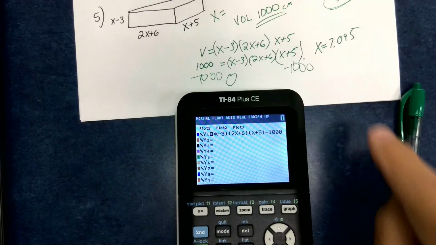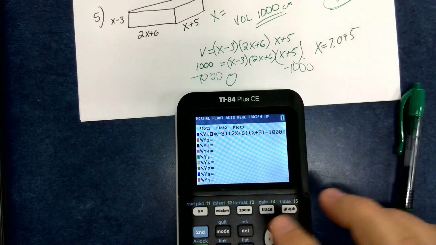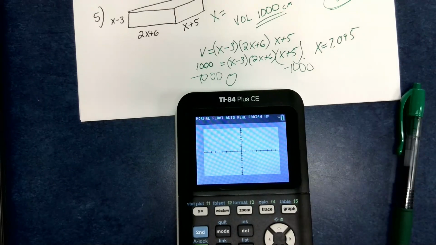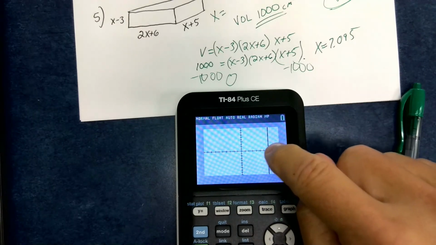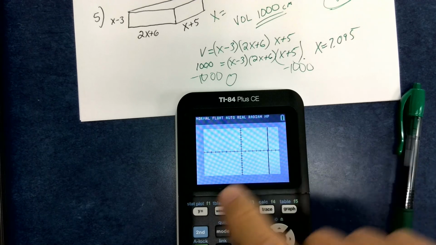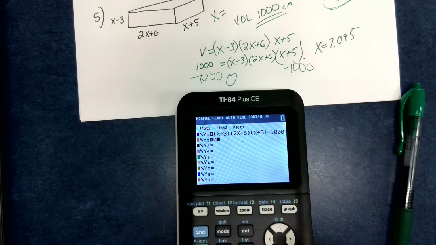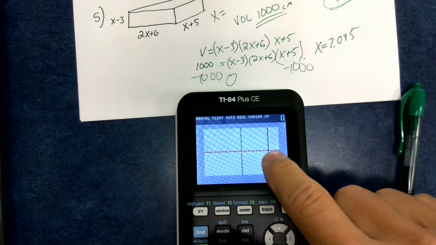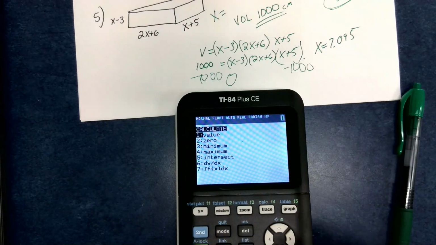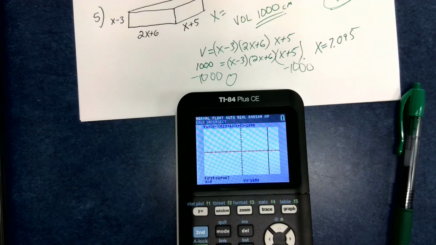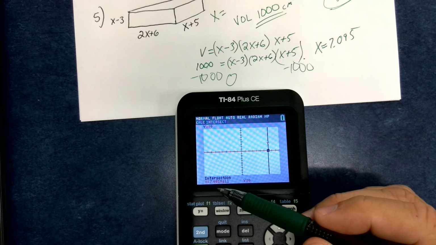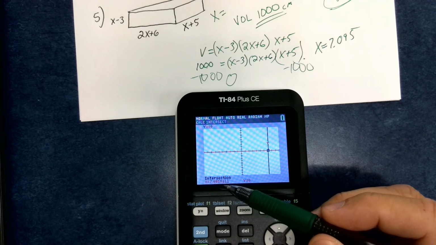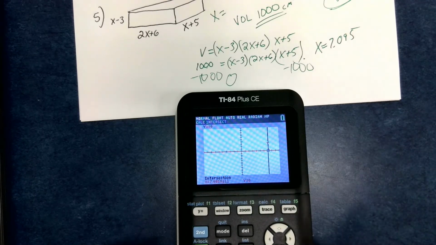So watch. Remember, 7.095 was our answer. So now I'm going to go ahead and do Zoom 6, and you can see that my graph shows up right here. I wanted to know where it equaled 0, so I'm going to type in y equals 0, and it intersects right there. And amazing, watch. Second trace, number 5 intersection, enter, enter, enter. And you can see that the answer again is 7.095. So whichever way you want to do it to get that solution, you can do it.